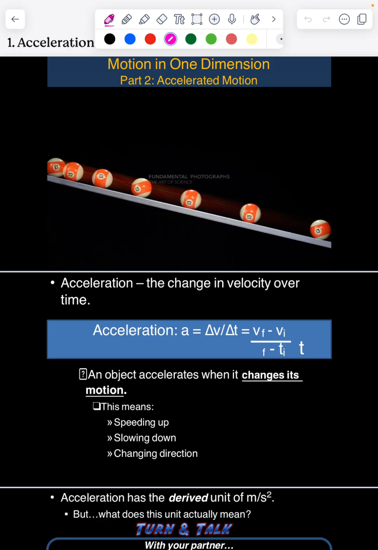All right, so today we are going to be introduced to something called accelerated motion. Now, up until this point, we have only dealt with constant velocity. That constant velocity we have seen on these graphs as a straight diagonal line on a position versus time graph, and then a straight horizontal line on a velocity versus time graph. So now we're going to be changing that up.